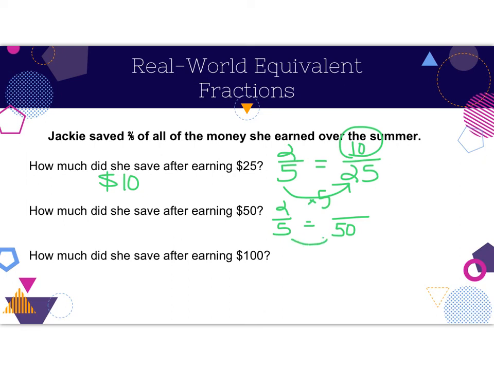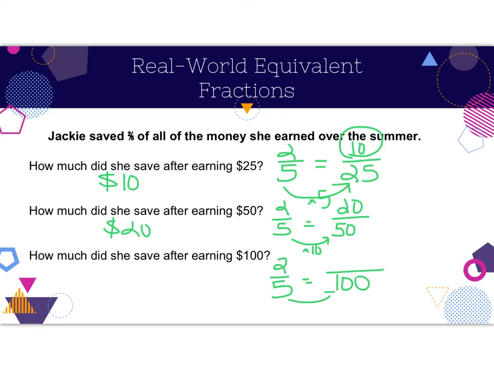What do we multiply 5 by to get 50? Easy, 10. If we multiply the bottom by 10, we'll do the same exact thing to the top. 2 times 10 is 20. So after earning $50, she saved 20 of it. And then the same question, after she earned $100, how much did she save? We'll start with 2/5. Make an equivalent fraction out of 100 because 100 would be the total.